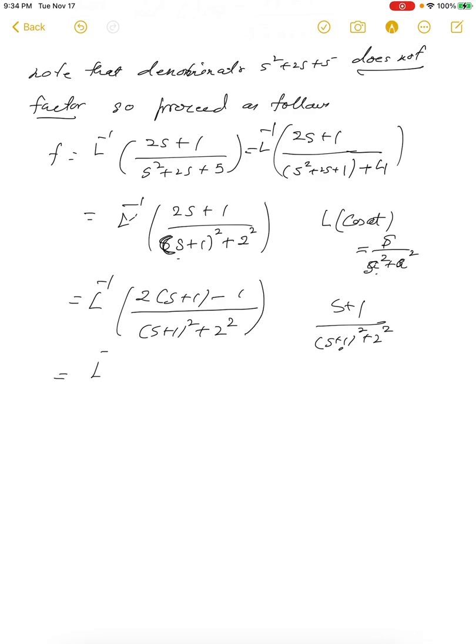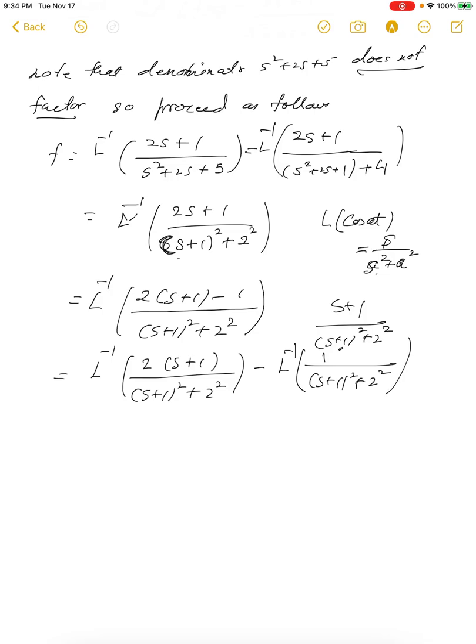So these are the algebraic tricks, and so I will now split this in two terms. 2 times s plus 1 over s plus 1 square plus 2 square minus L inverse of 1 over s plus 1 square plus 2 square. This 2 you can pull out, and so you get L inverse of s plus 1 over s plus 1 square plus 2 square, which is exactly the Laplace transform. Let me see, my pen has stopped working, so I'll charge it in 13 seconds.